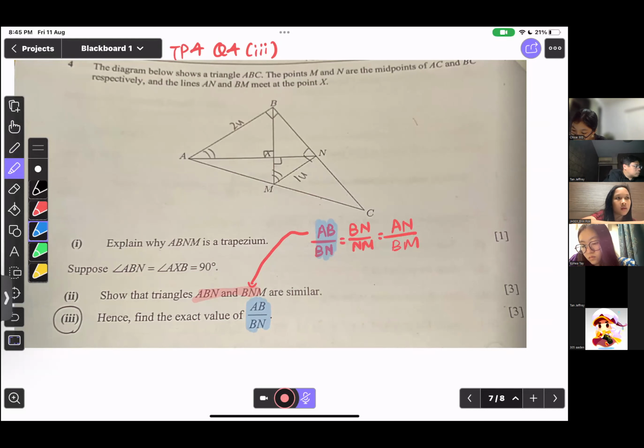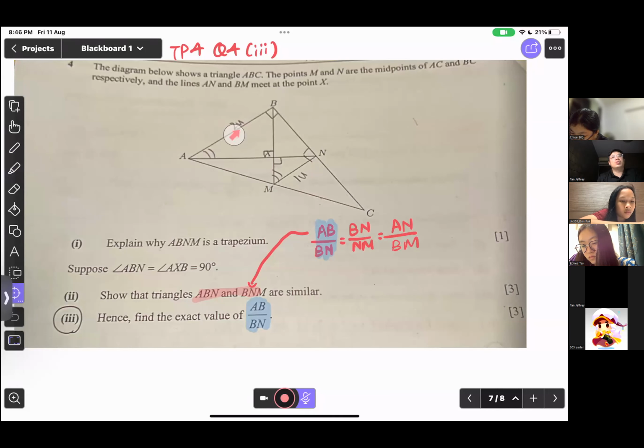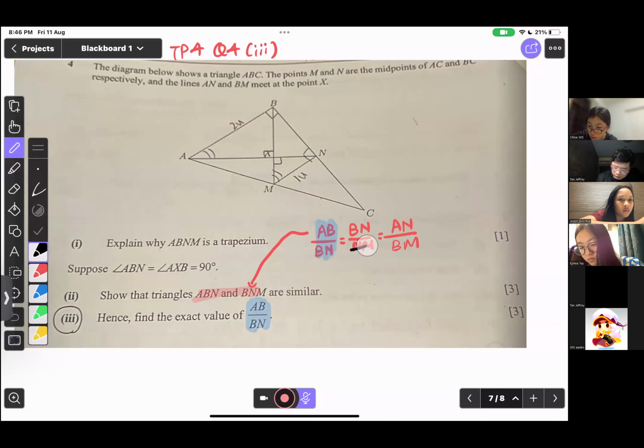Let me just try to use the midpoint theorem. MN is half of AB. So this ratio is 1 over 2. So AB over BN is the same as BN over half of AB.